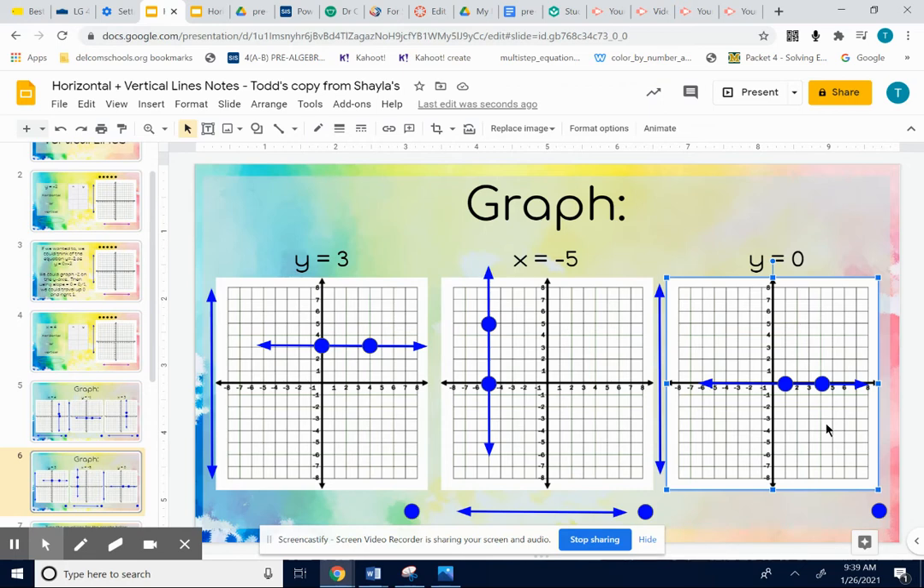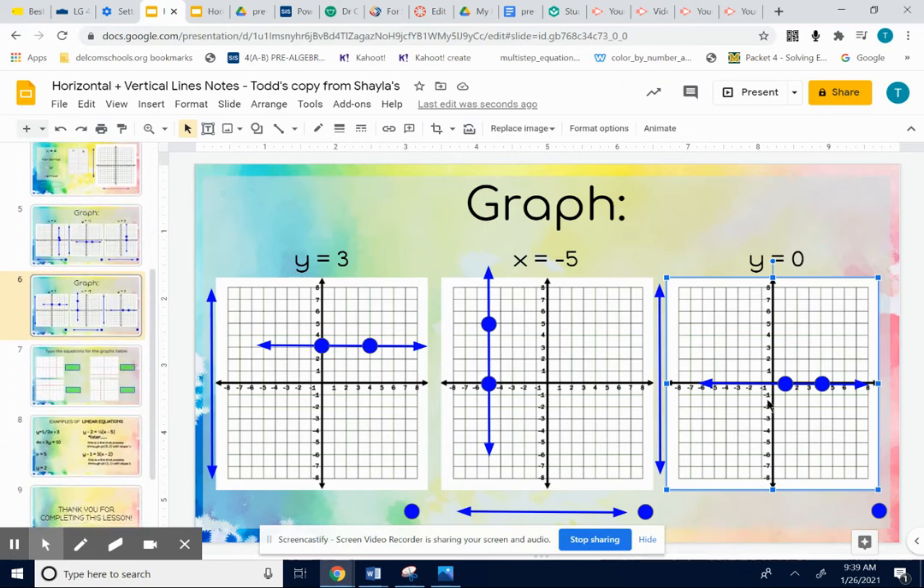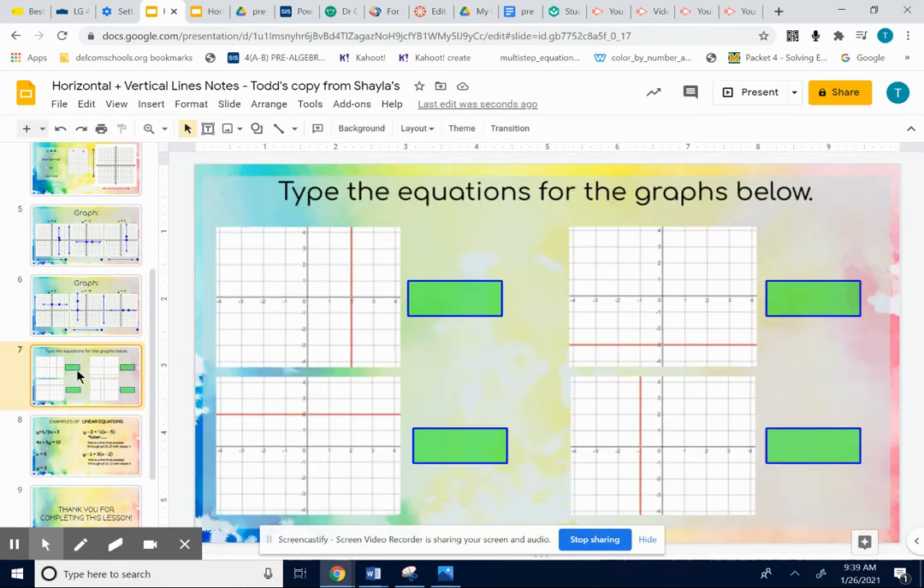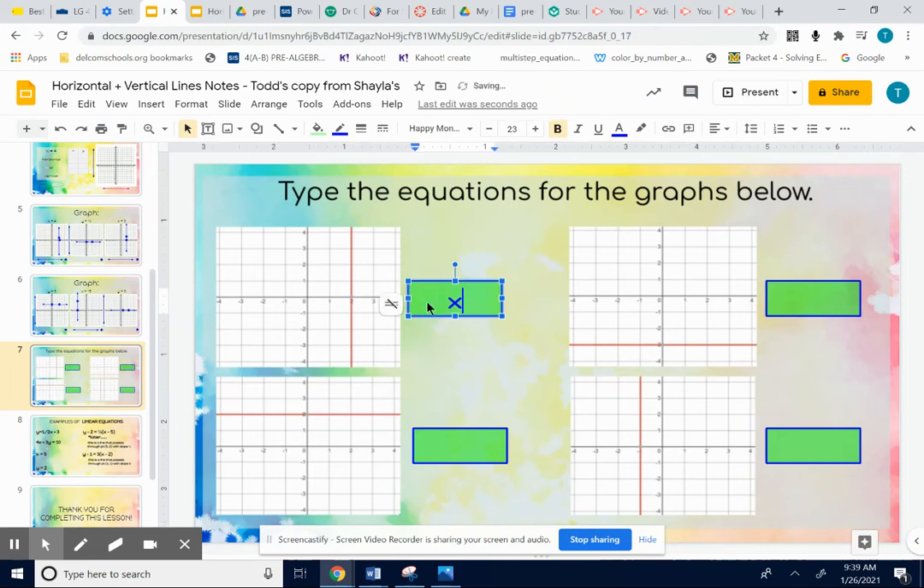Okay, since this video is short, I'm going to go ahead and do the next slide that has you type in the equation. You may want to pause the video just for a second and then check it. Okay, the first graph here is vertical, and it's going through an x coordinate of 3. It's passing 3 on the x-axis. So the equation is x equals 3. The second graph is a horizontal line. It's crossing the y-axis at -3. So that would be y equals -3.